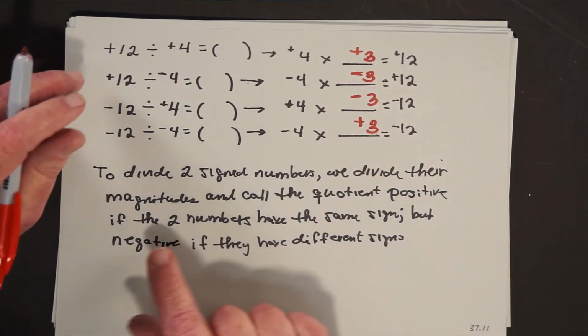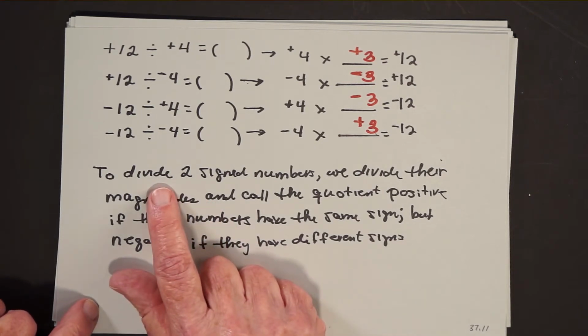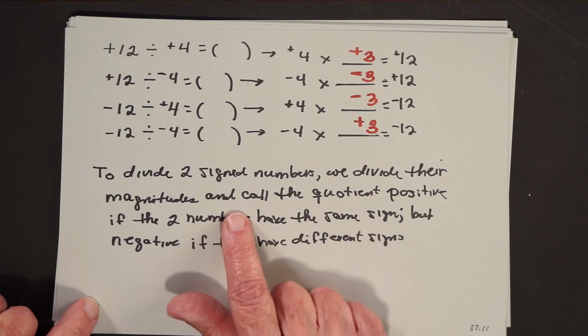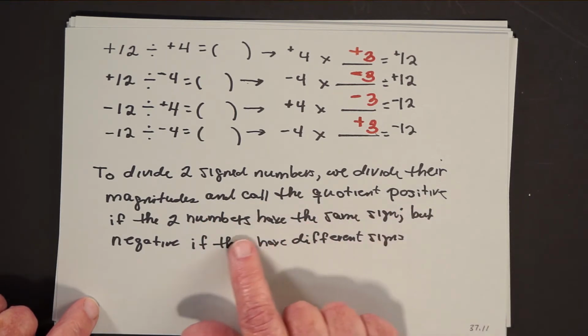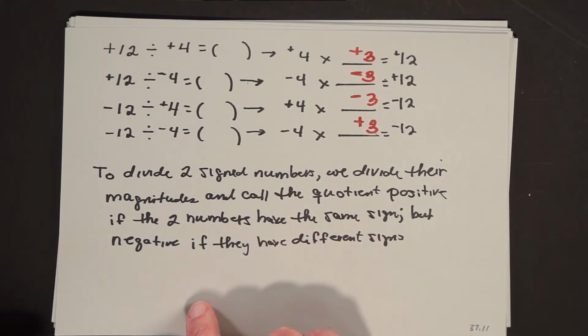And what do we see? Exactly the same rule mechanically as we had for multiplication. Namely, to divide two signed numbers, we divide their magnitudes and call the quotient positive if the two numbers have the same sign, but negative if they have different signs.